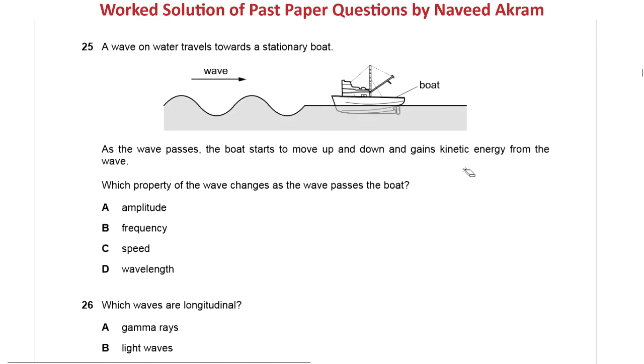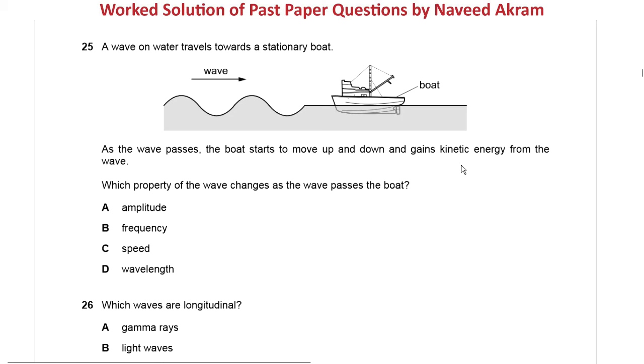Okay, our next question is question number 25 from May-June 19 variant 2, and this is one of the most difficult questions that appeared in the paper. The question says that a wave on water traveled towards a stationary boat. As the wave passes, the boat starts to move up and down and gains kinetic energy from the wave. Which property of the wave changes as the wave passes the boat?